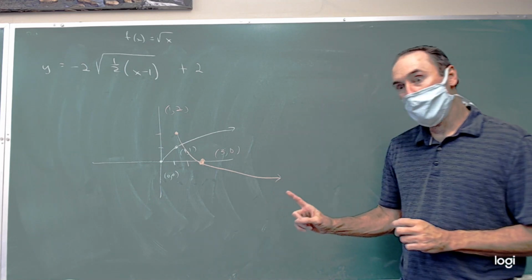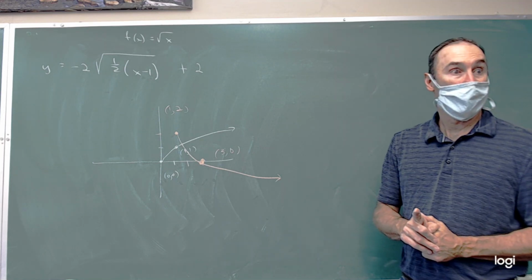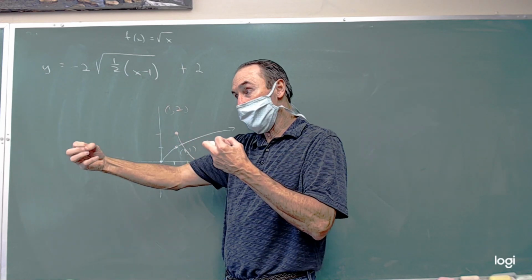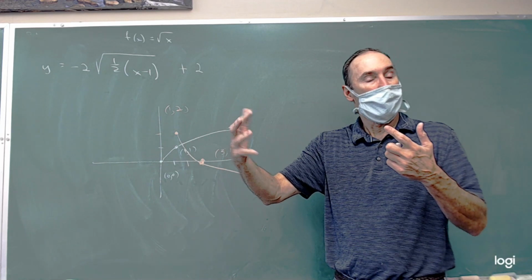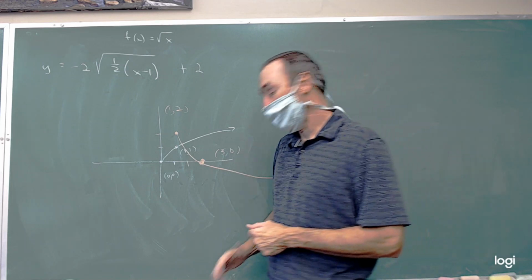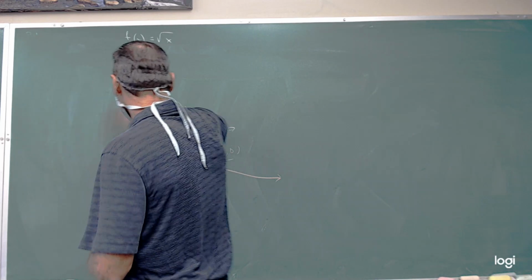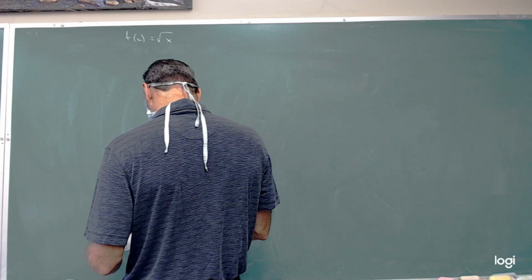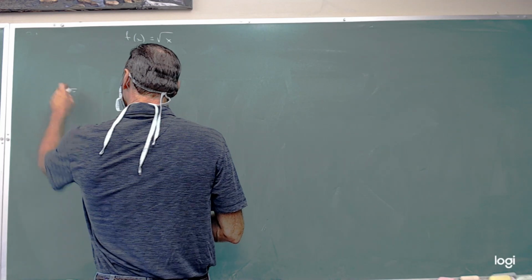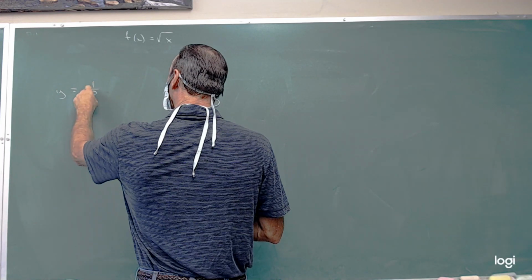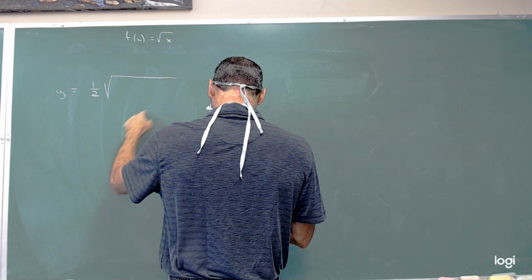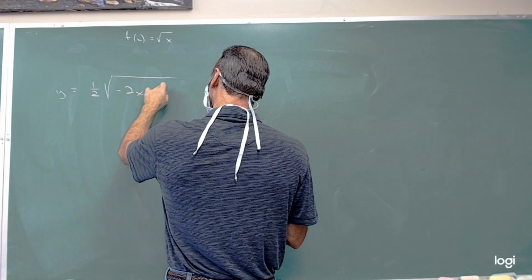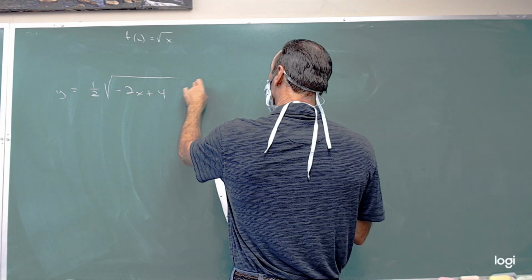Okay, so I'm hearing you're ready to do one of these on your own. Now, I'm going to give you one that is not factored. So what you have to do first is inside the function, factor it before you start deciding what the translation and all that stuff is. Okay, so let's do y is equal to 1/2 big square root, and we're going to have a negative 2x plus 4, and then minus 1.